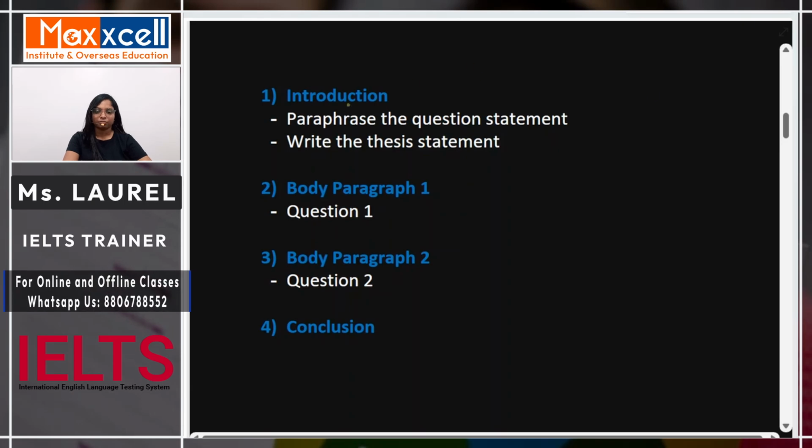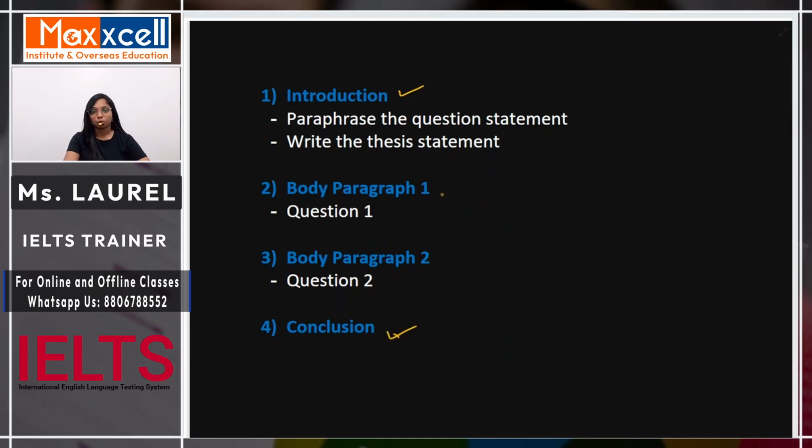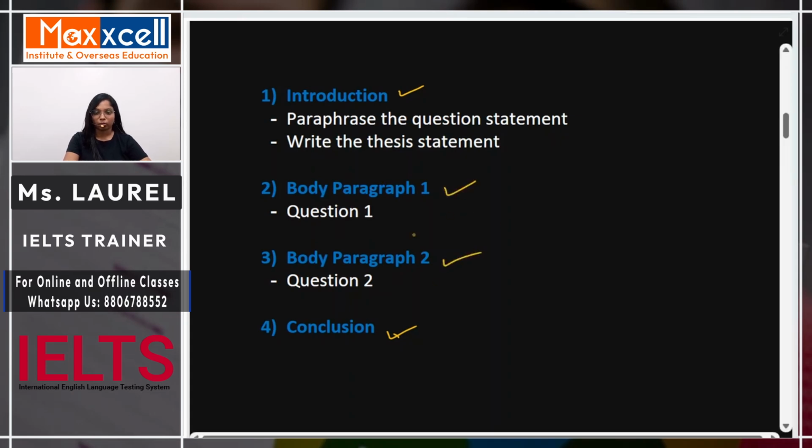First, let us understand how to structure this type of essay. Like every other essay, you need to have an introduction and conclusion and obviously the body paragraphs. Now in case of this type of essay where you have to answer two questions, in the question there will be two sub-questions. You will be given a topic sentence and you have to discuss both the questions. In that case, you need to have two body paragraphs, one for each question. So for question 1 you can have one paragraph and for question 2 you can have another paragraph.